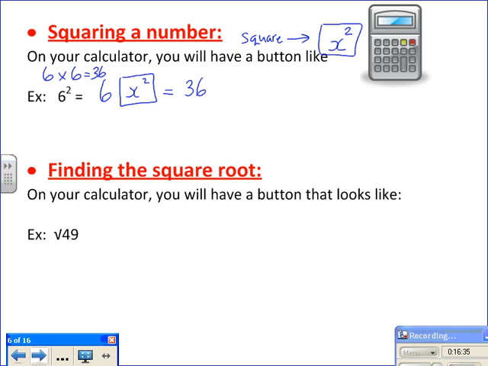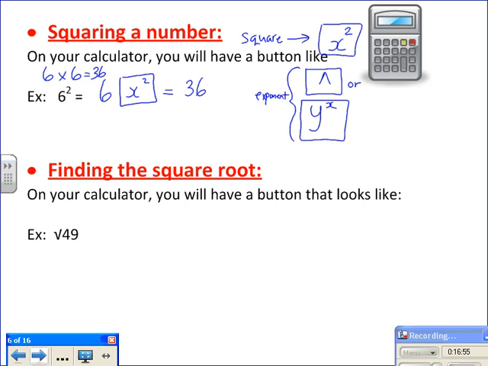The other thing is, if you don't have a button like that on your calculator, you might have a button that looks like this, an exponent button, or a button like this, y to the x. These buttons here mean exponents.